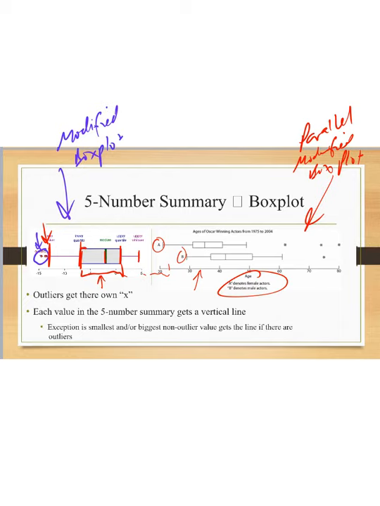So in the end, each value in the 5-number summary gets its own vertical line. The box connects the middle 50%, so the box connects the Q1 to the Q3. The whiskers go out to the lowest non-outlier and highest non-outlier values, like we saw right here. And then the outliers get their own dots. Now keep in mind, a lot of data sets don't have outliers, but a fair number do as well. So you can see the exception listed here is the smallest or biggest non-outlier value gets a line if there are outliers. So that's the creation of a box plot.